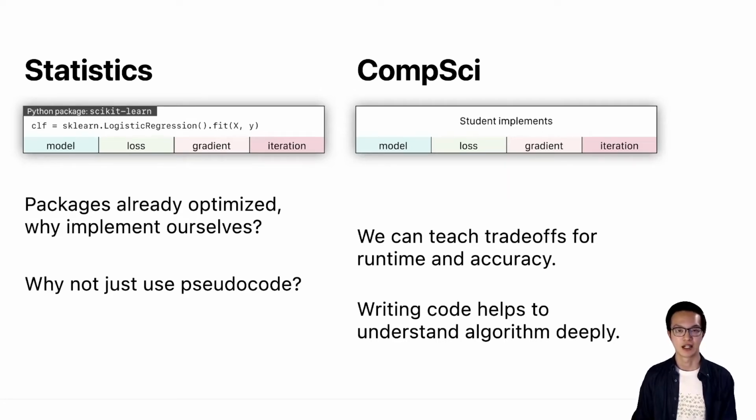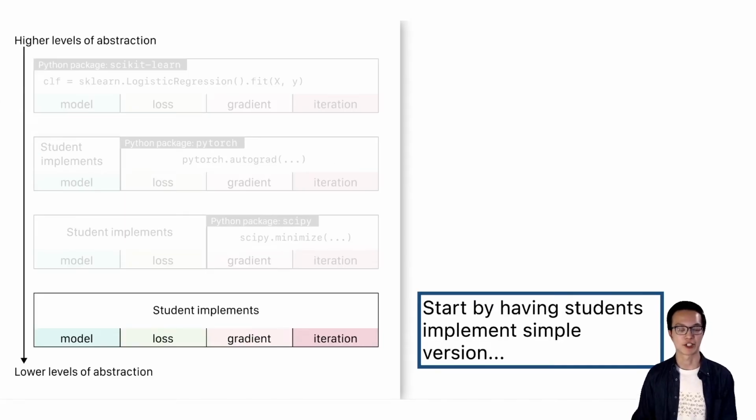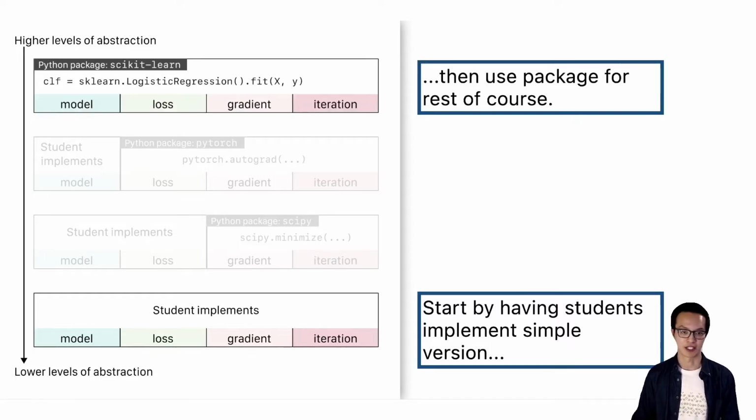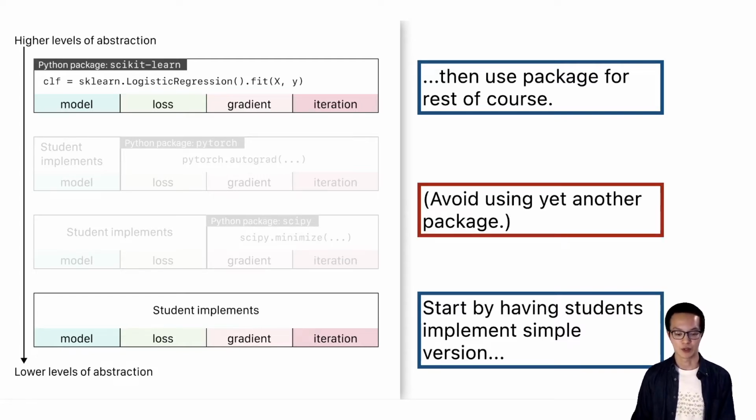So we resolved our discussion by having students implement a simple version of gradient descent in class and as part of their assignments. But for the rest of the course, students mainly used a package like scikit-learn to fit their models. Importantly, we didn't want to use a hybrid approach because that involved introducing yet another package that students would have to learn.